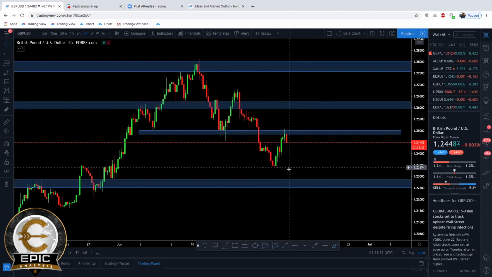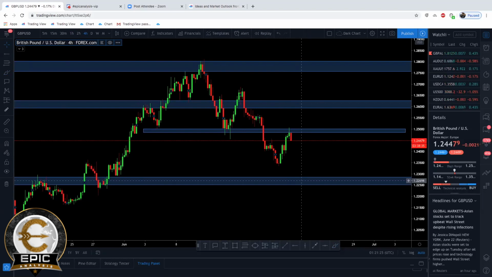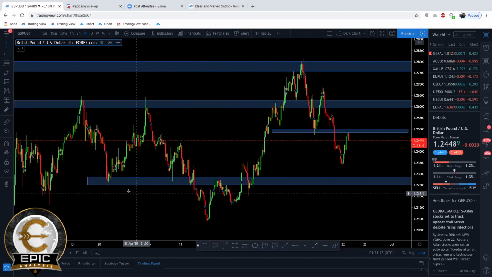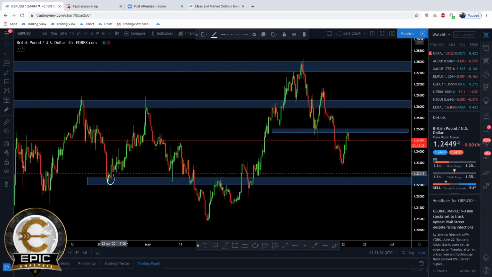And then if it breaks through there, you can expect price to create a lower low and come down to this structure down here, which is structure support around 1.23. 1.23 is a psychological number. So you can expect if it breaks through here, my next point will be around 1.23.